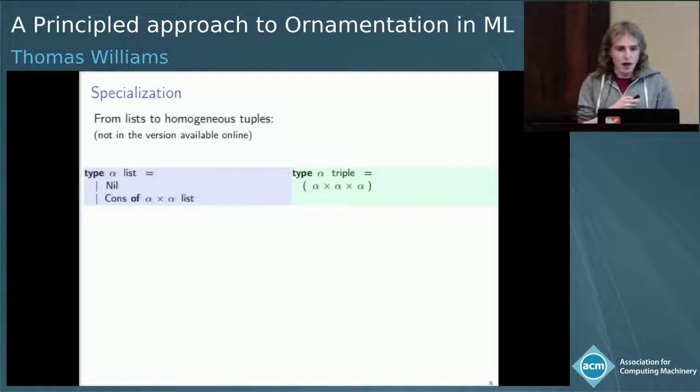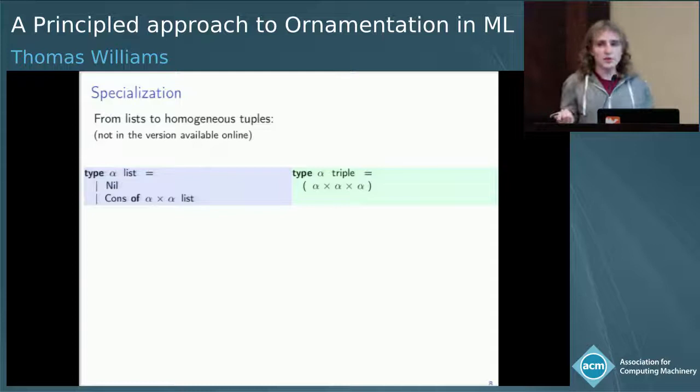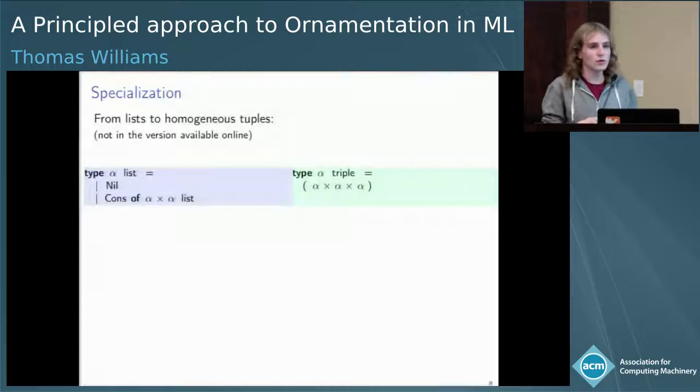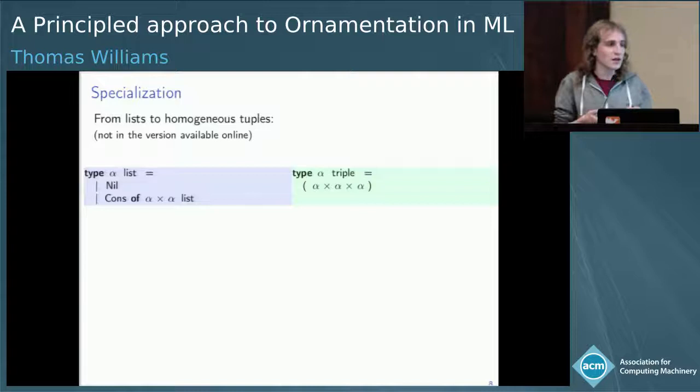We can do other things with ornaments. For example, this is quite new. If we start with the type of lists, maybe in some parts of the program we only use lists with three elements, for example to represent vectors in space, and maybe we are not really happy about this because we are missing an invariant in our types. And the representation is not efficient at all. So we have three cons cells instead of just a triple.